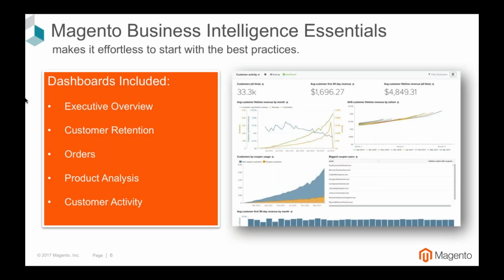So here's our agenda for the day. We are basically going to step through all the different dashboards that come standard with Magento BI Essentials. So in total, there's 5 dashboards here.